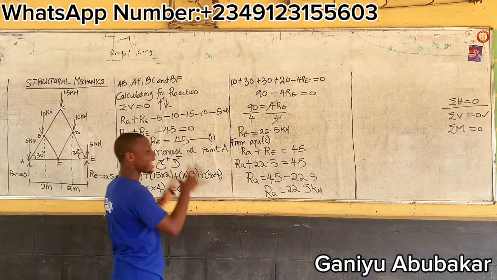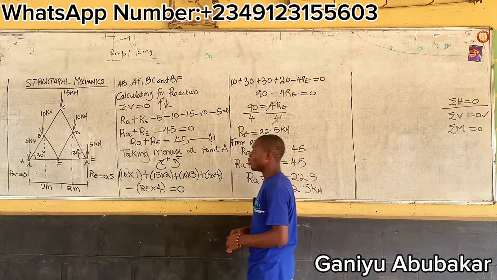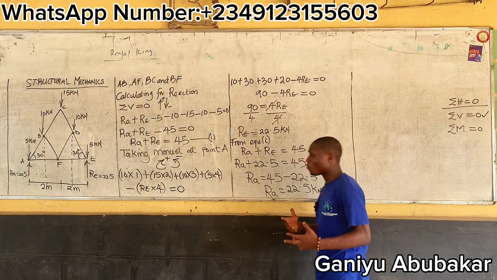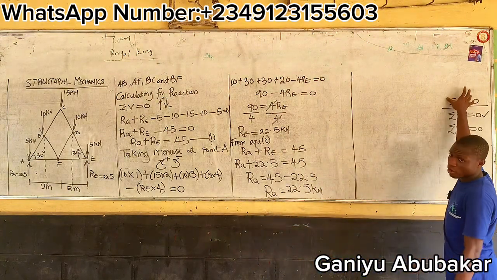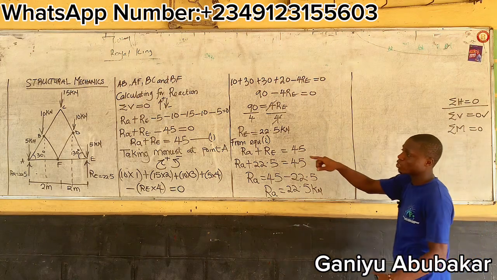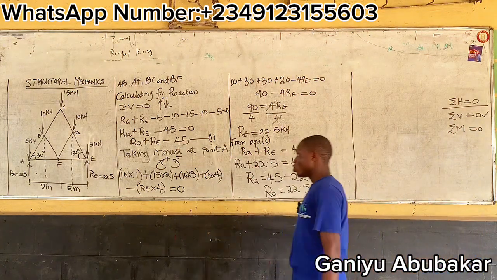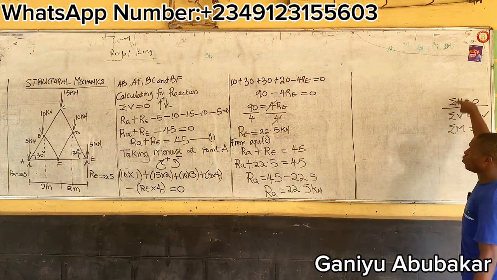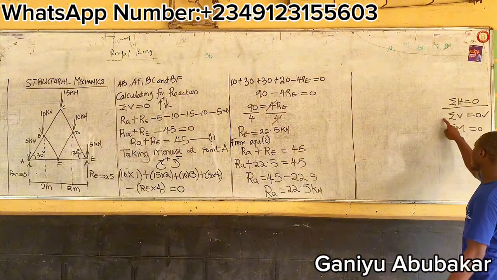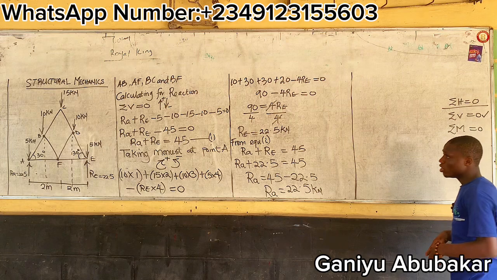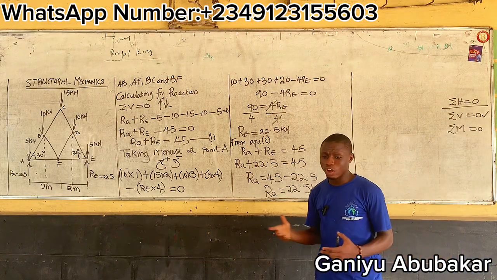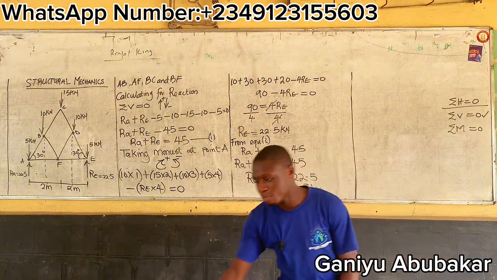I've calculated for my reaction. This is your first task: calculate for reaction using the laws of equilibrium. Of course, we omitted the first law, because we don't have any horizontal forces acting in these trusses or this frame. So I forgo the first condition and use the second and the third condition. Let's look at what we do next. Copy this down, please, then proceed.